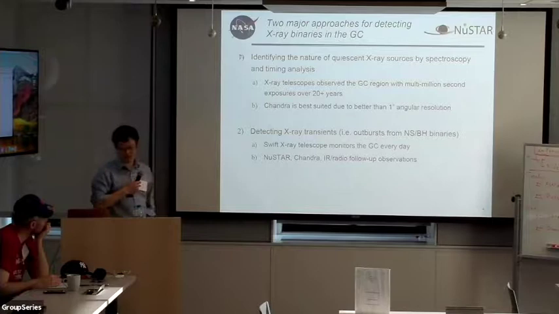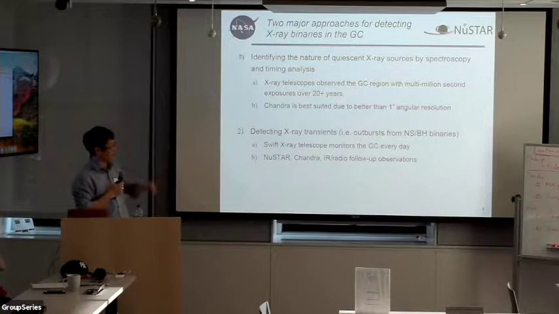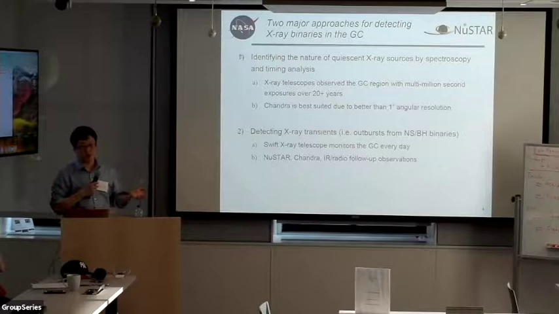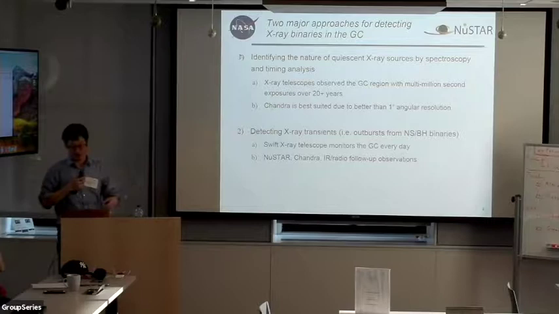That's one way. And the other way is that some of these X-ray binaries outburst occasionally. The X-ray luminosity goes up by many orders of magnitude, which was detected by the Swift X-ray telescope monitoring the galactic center every day. And then we followed up these transients with NuSTAR and Chandra, and sometimes infrared and radio. That's going to be adding more X-ray sources in the center. So there are two approaches we are running.